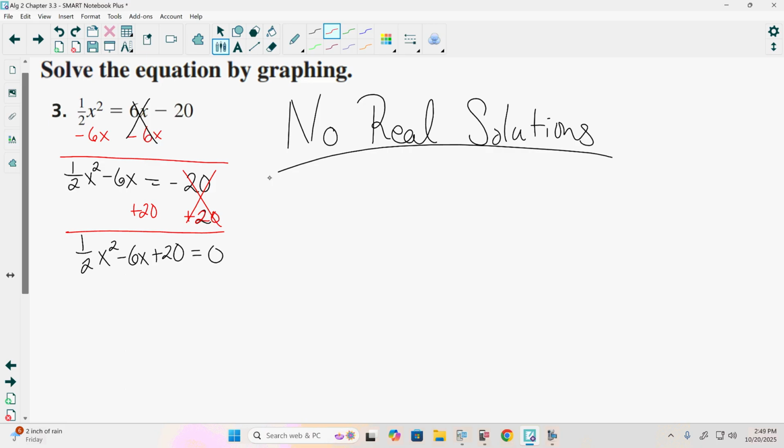Now, we can't say that there are no solutions because there are solutions. There are values of x that will actually make this function be 0. They're just not real solutions. And we will dig more into that at a later date, about what those solutions are and how we can actually go about finding them. But at this point here, all we can say is there are no real solutions.